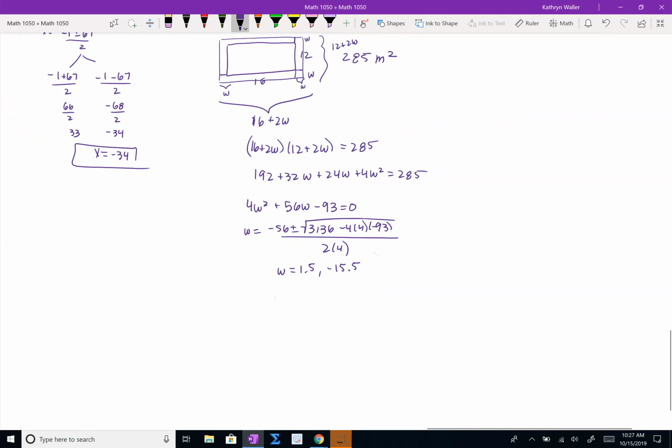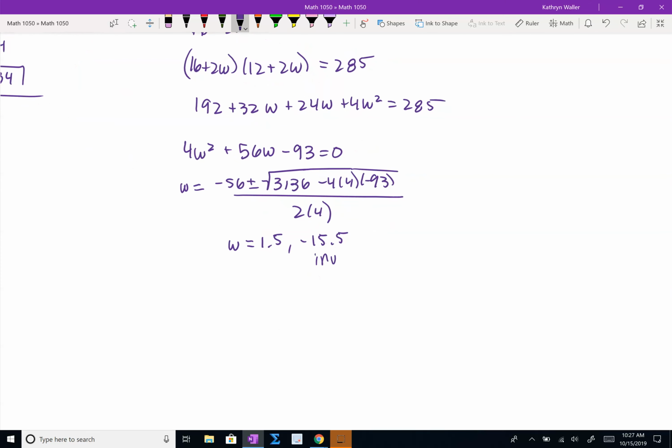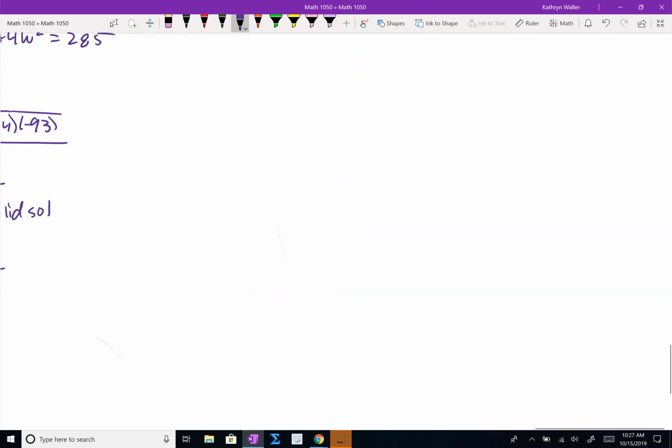Now, W is a width, so that is obviously not going to work. So this is an invalid solution. So the answer is 1.5, and on this problem it is meters, and that's it. Okay, question 8, 3 more and then we're done, okay? Then we're going to look at homework, we're going to look at quizzes, you can kind of do what you want.